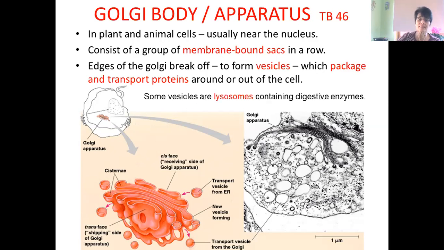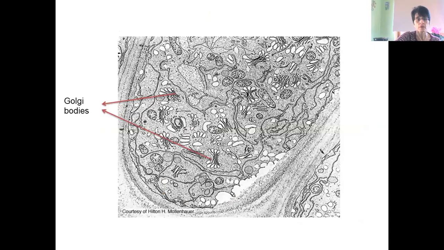Now sometimes in animal cells, when these vesicles break off the Golgi body, they're full of digestive enzymes, and I'll show you what they do a little bit later on. Right, so this is a very active cell because it's got lots of Golgi bodies. Look at all of them, and you can see these little balloon-like structures. Those are the vesicles breaking off with the proteins that have been made inside.